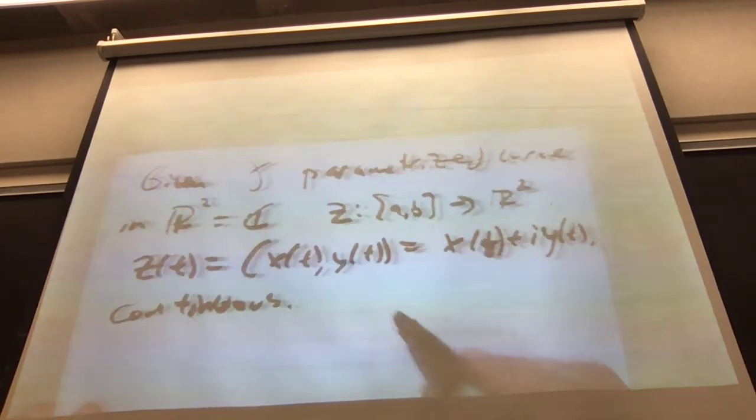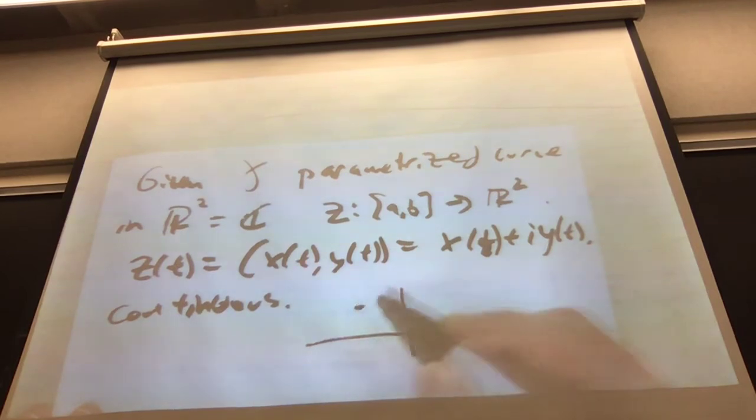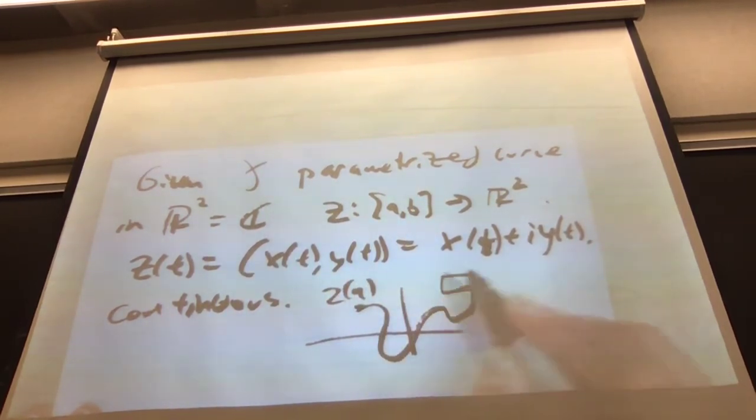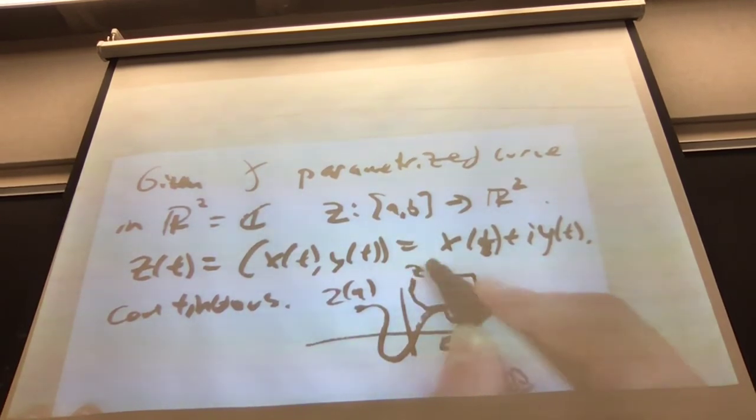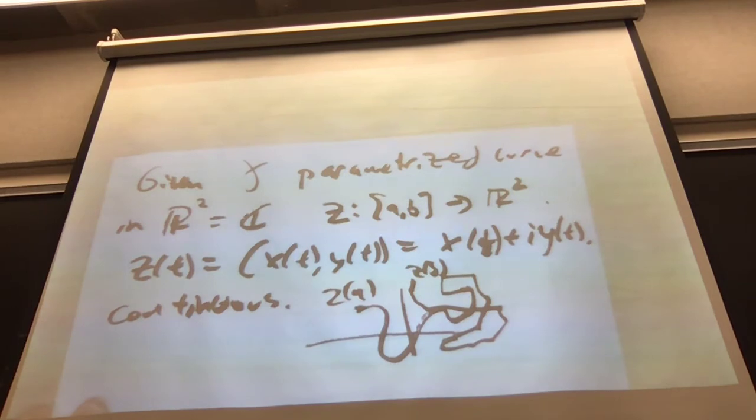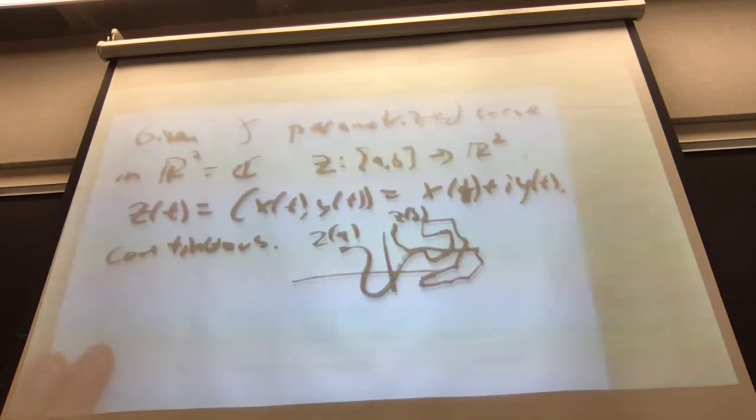Okay, so here's a curve. Here's z of a. It doesn't have to be nice. It doesn't have to be simple. Here's z of b. Choose a space-filling curve, for example. That's the issue that we're trying to deal with. Can we compute length? When does length exist? That's exactly the issue.